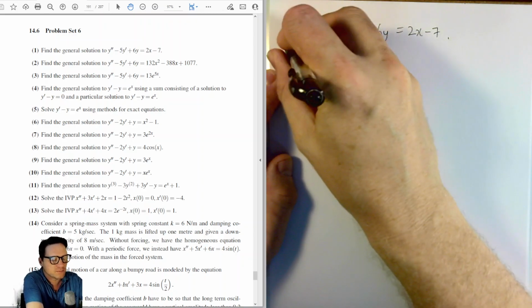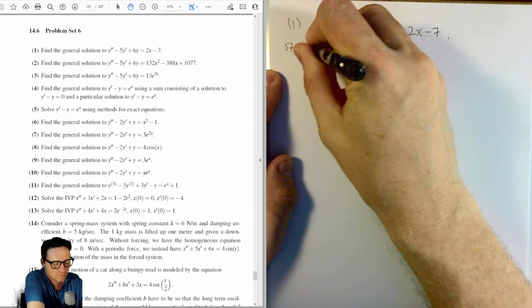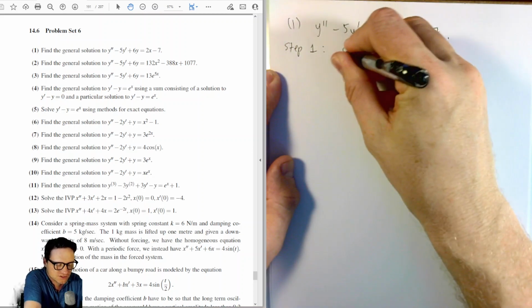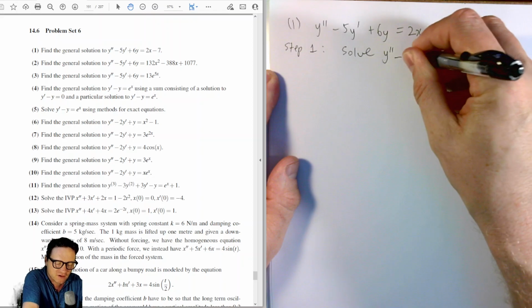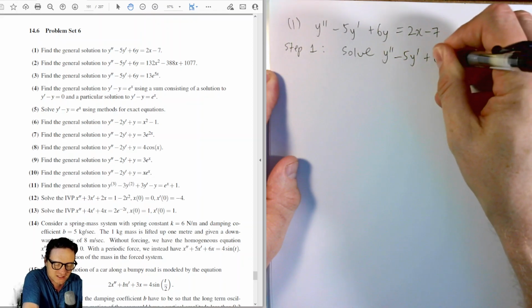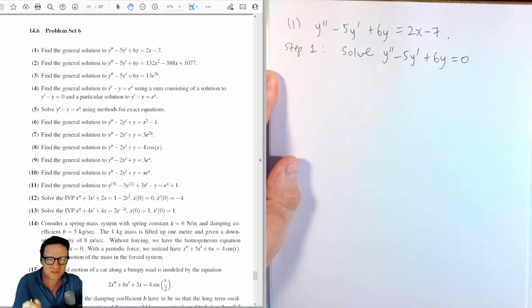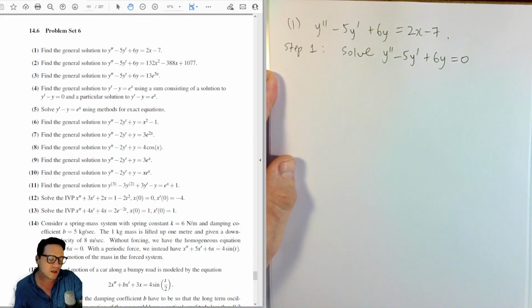So step 1 is to solve y double dash minus 5y dash plus 6y equals 0. So we impose a 0 on the right hand side. And so that's called our homogeneous solution when we find this.